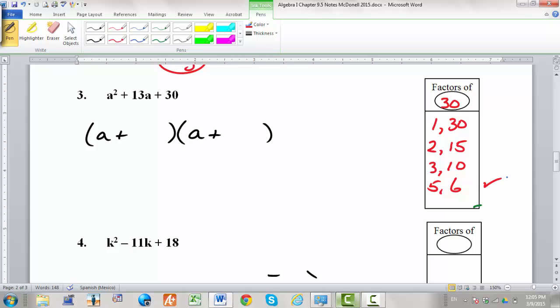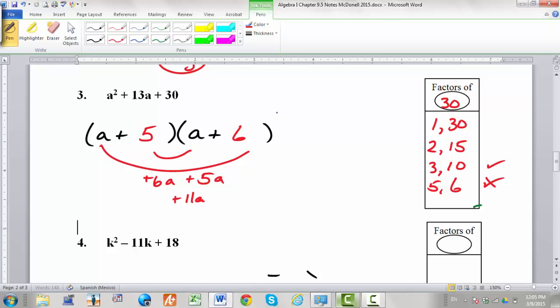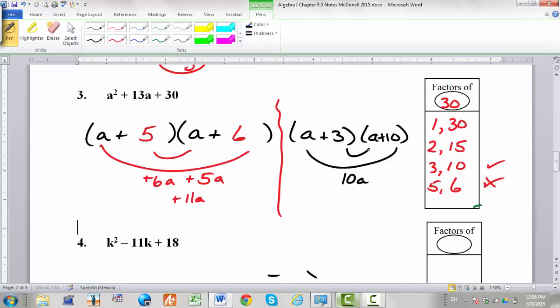I'm going to try the ones that are closest together first, 5 and 6. My outside and my inside get me 6a plus 5a. Well, that's 11a. Unfortunately, that one did not work. Next, I'm going to try my 3 and 10. They're the next ones, the closest ones that are together. So a plus 3, a plus 10. Well, those, as you see, that's 10a and 3a, that's 13a, and that's our answer. So my answer to our problem is going to be a plus 3 times a plus 10.